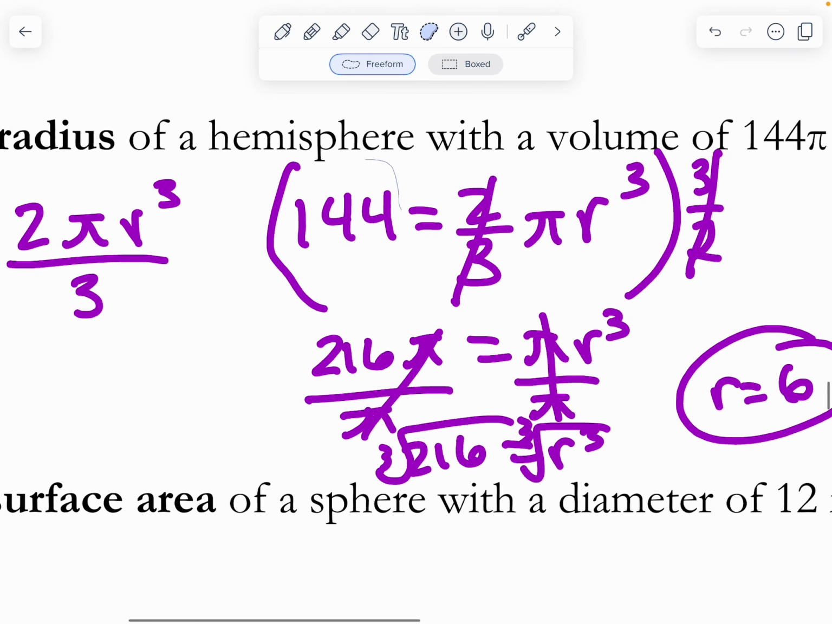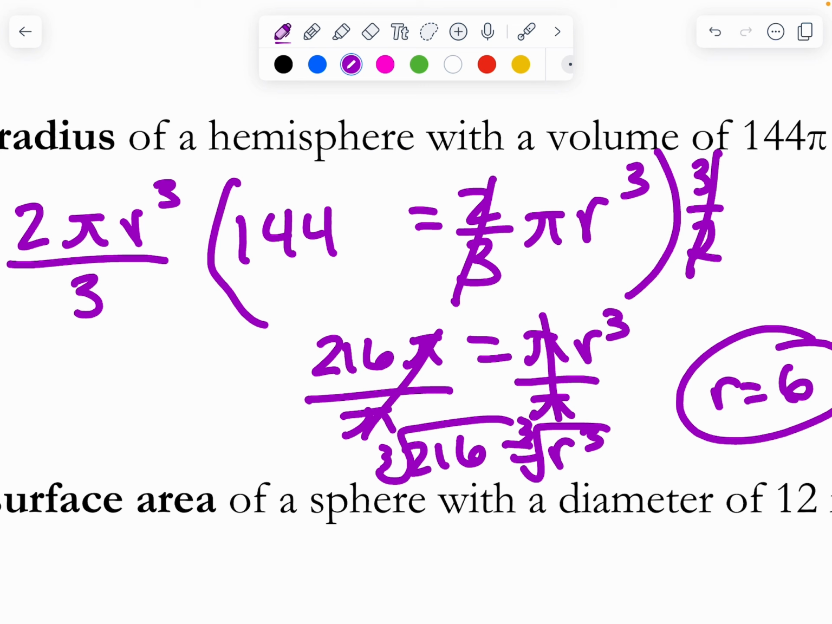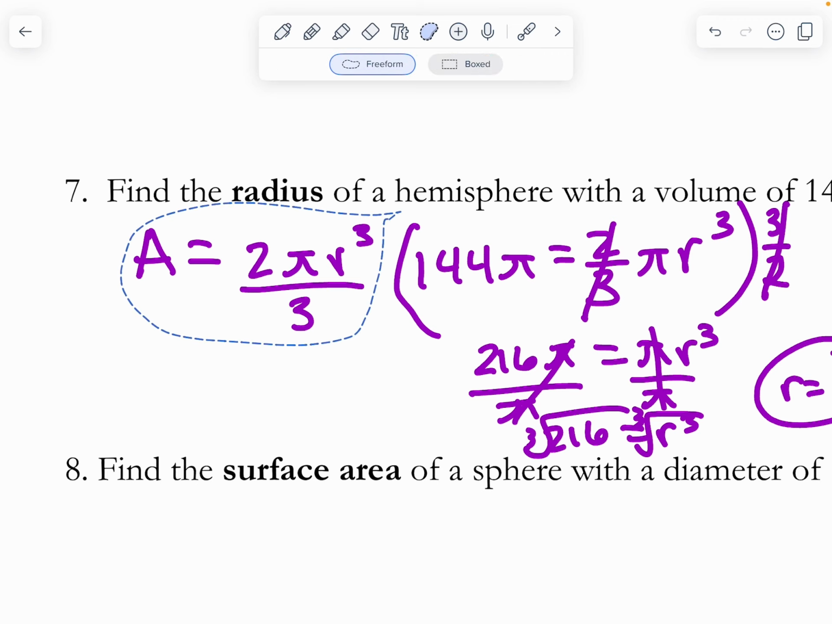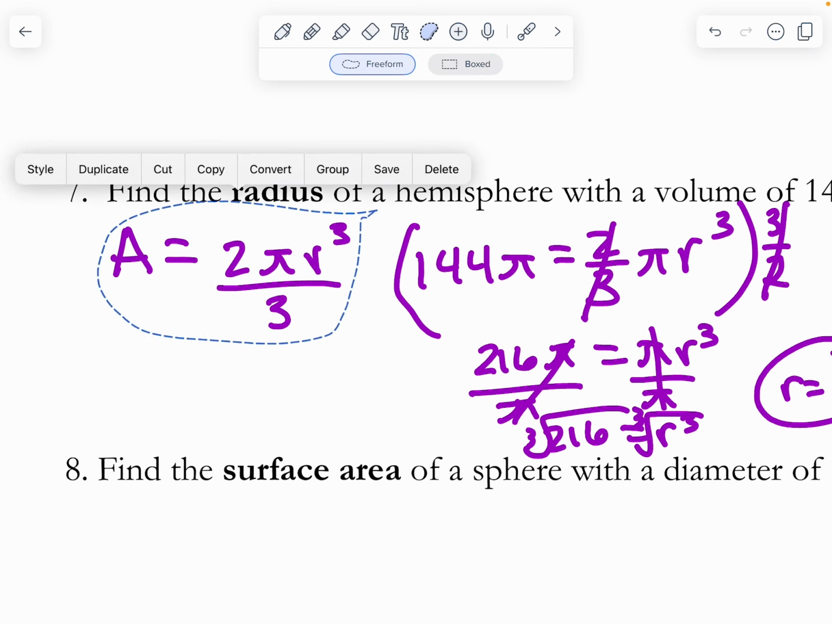And I just noticed I forgot my pi here, but I didn't forget it in my answer down at the bottom. Sorry about that, guys. Getting really distracted over here with my dog and everybody.